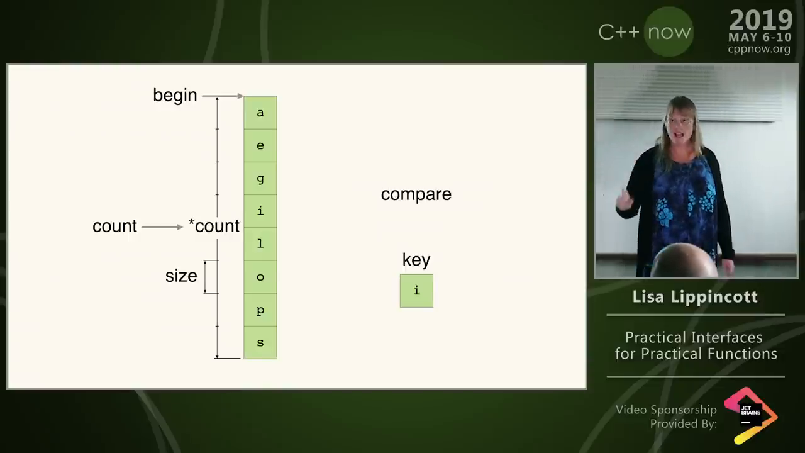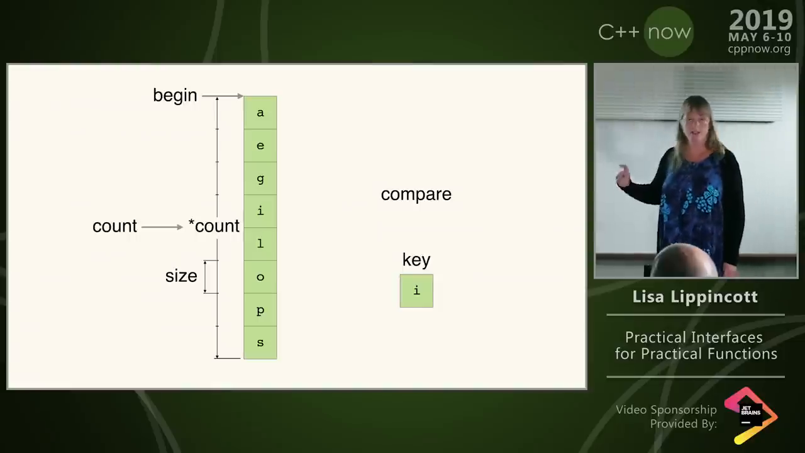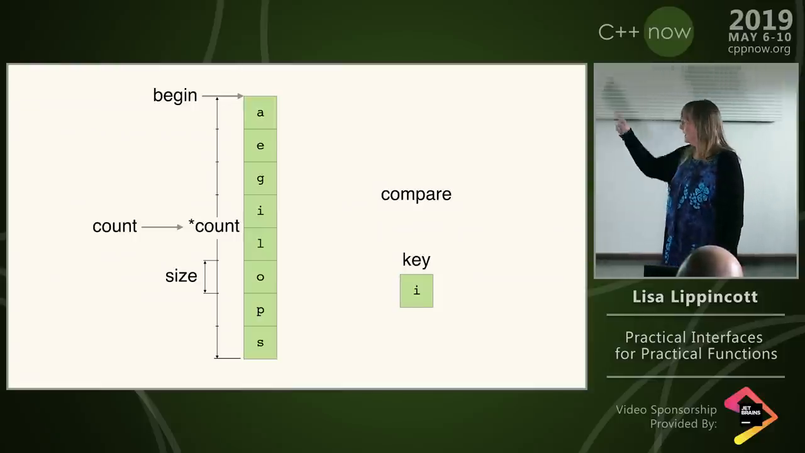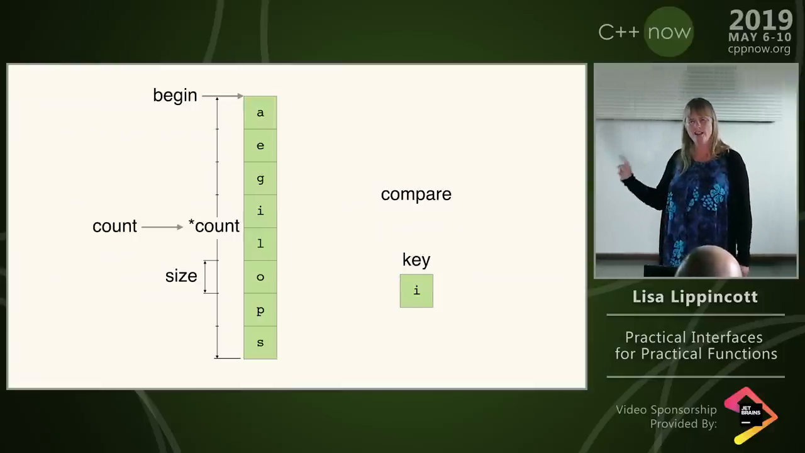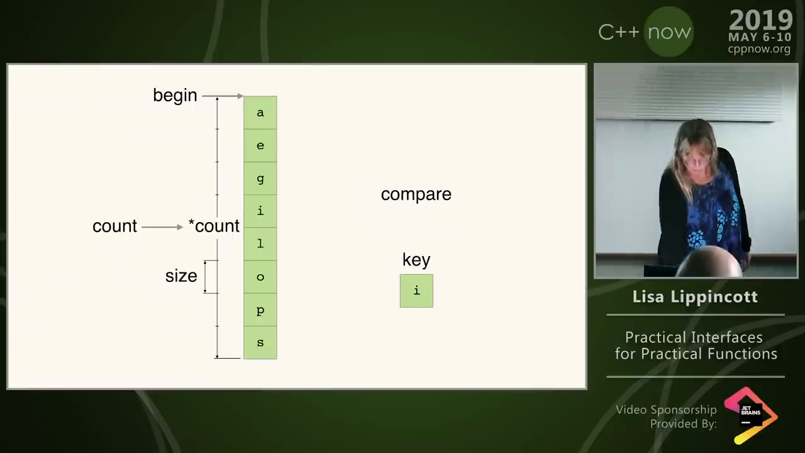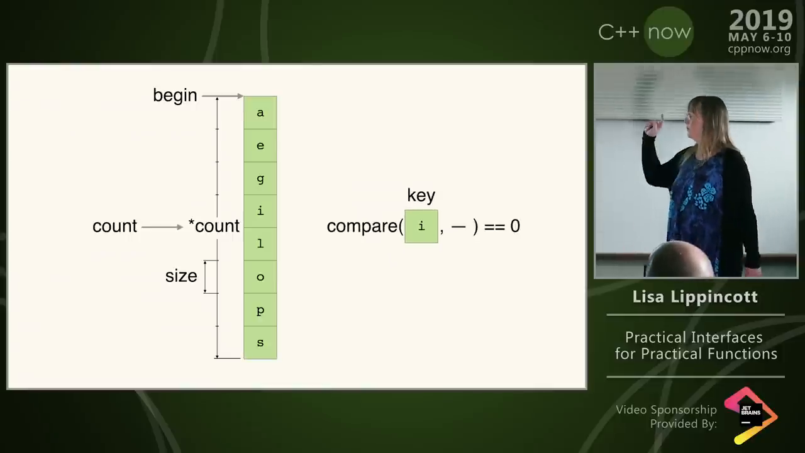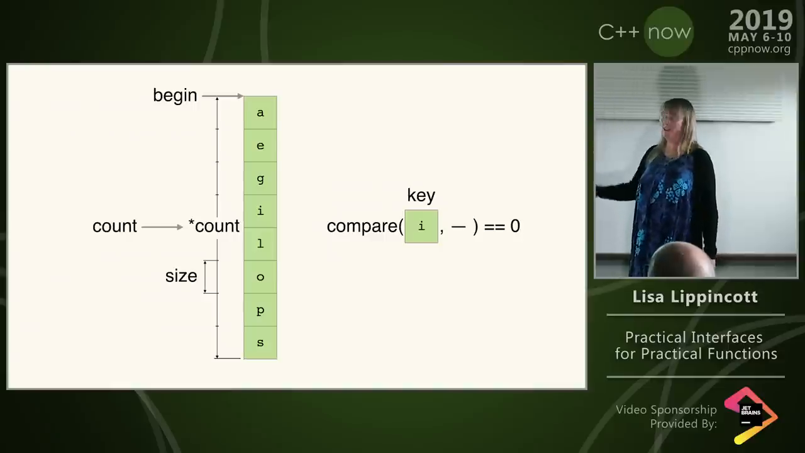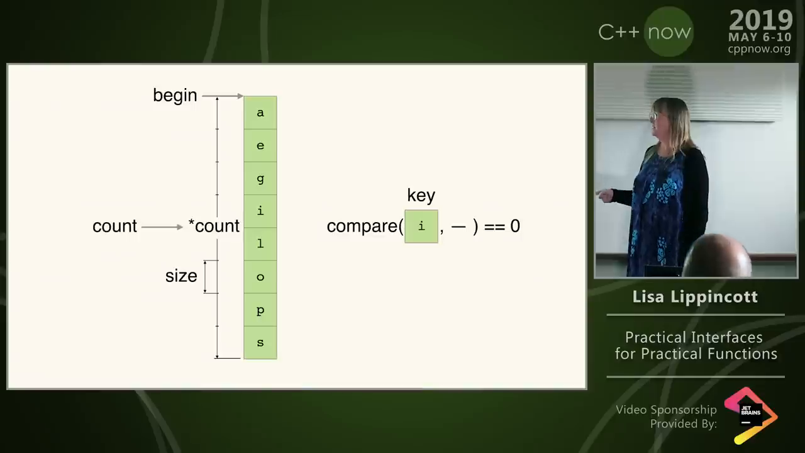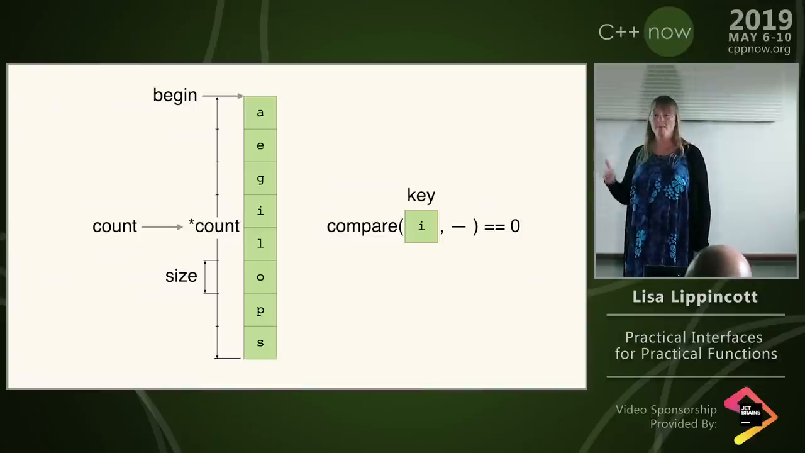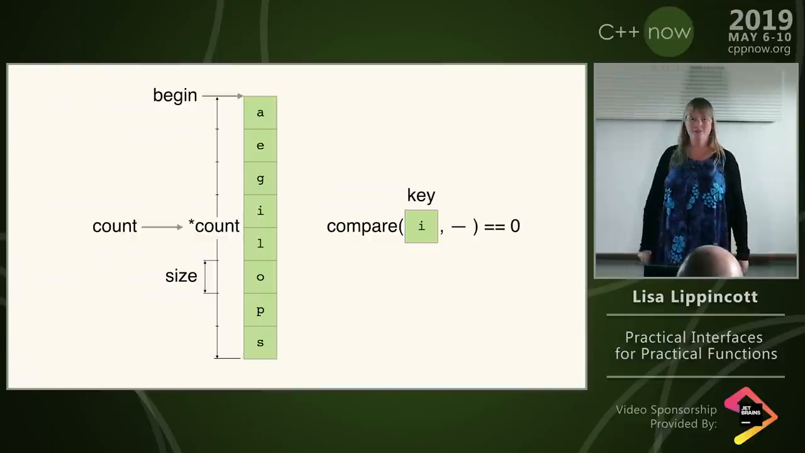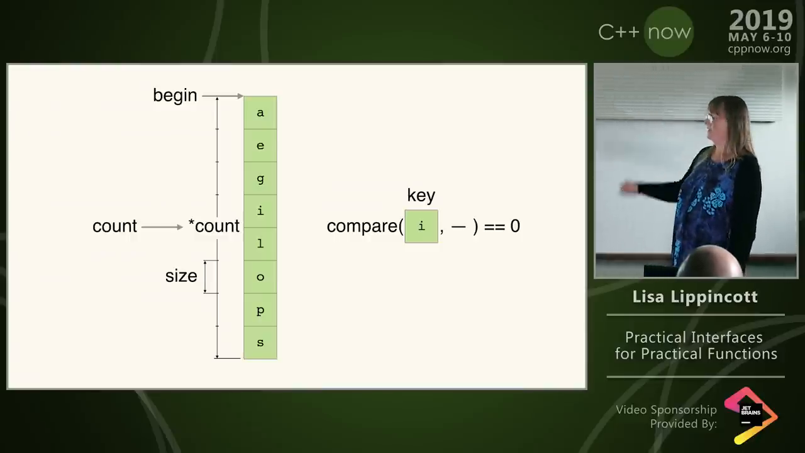Size tells you the size of a single element of the array so that you can increment your void star to the next item. And then we have the compare function and the key. Those actually form a functor that what we are interested in is not compare or the key, but rather what happens when we call compare with key as the first argument.